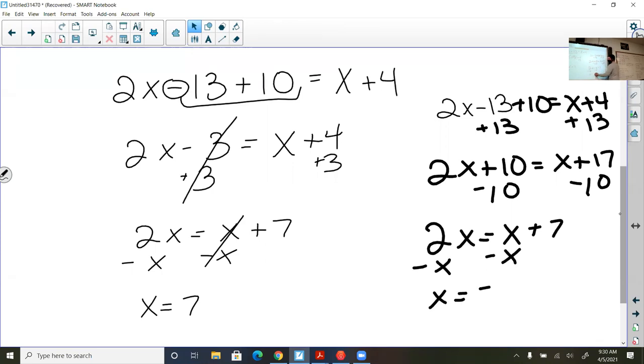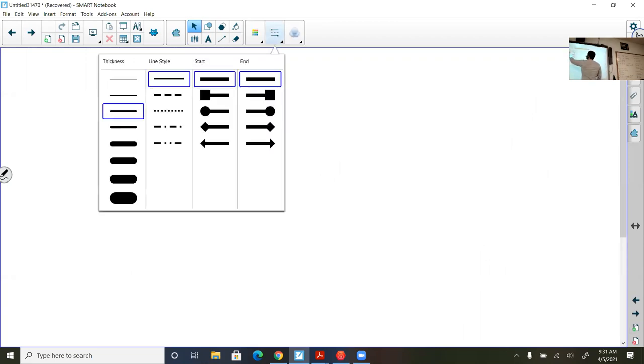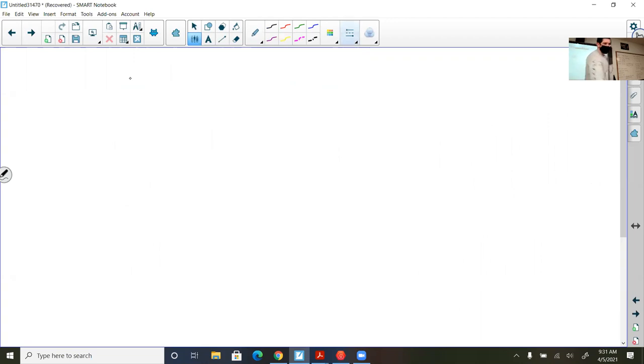So if this second way makes more sense to you, no judgment, you're getting the right answer. So both are doing the same thing. One is just combining first and then solving. This one is bypassing the whole combining and just solving from there. So either way is good for me. Any questions with the first one? The second one.